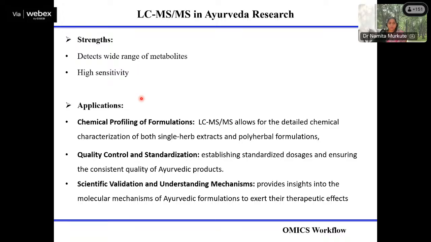Orbitrap is the most popular nowadays, and the application is chemical profiling of formulations. This allows detailed chemical characterization of both single herb extracts and polyherbal formulations. It is also used for quality control and standardization, to standardize the doses and ensure consistent quality of Ayurvedic products. Orbitrap can be used for exploratory research and also for targeted analysis. Both quality control and standardization can be done in Orbitrap LCMS.